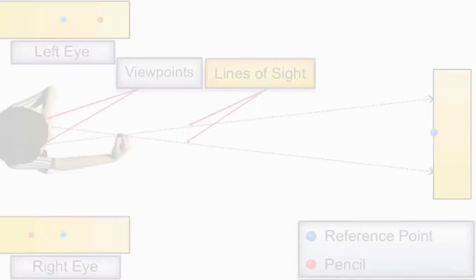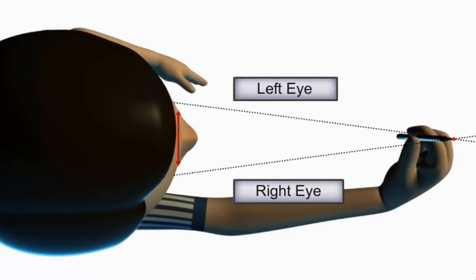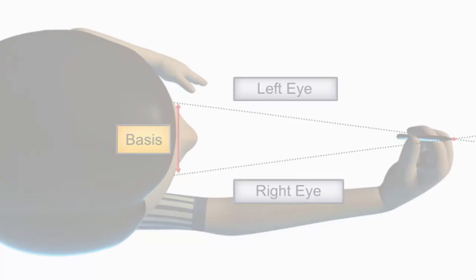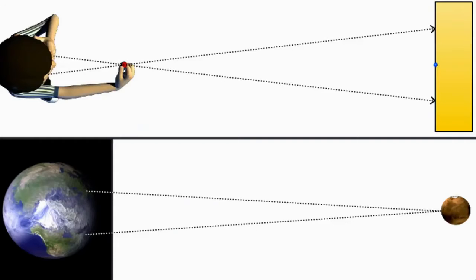The distance between these two viewpoints or points of observation is called the basis. Here, the basis is equal to the distance between the two eyes. We use exactly the same method to measure the distance of a distant planet. Instead of two eyes, we view the planet from two different observatories on the Earth at the same time.